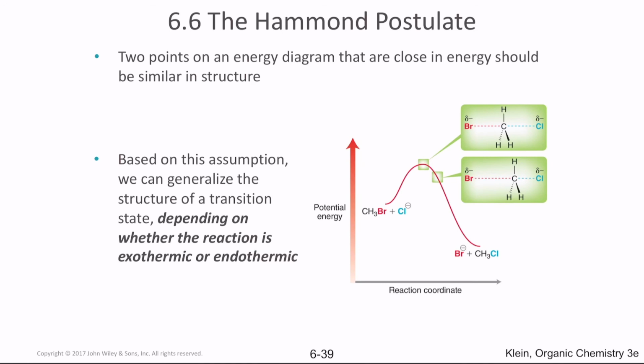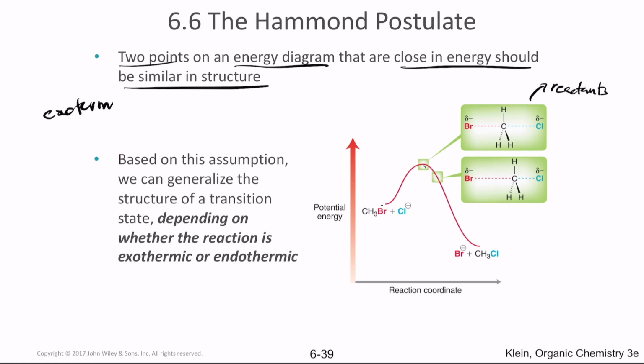Now, two points on an energy diagram that are close in energy should be similar in structure. Which means that the transition state will always be closer to the one that is closest, and the transition state will look more like the one it is closest to. For example, in an exothermic reaction, the transition state looks more like the reactants. In an endothermic reaction, the transition state looks more like the products, so it will be similar in structure to the products.